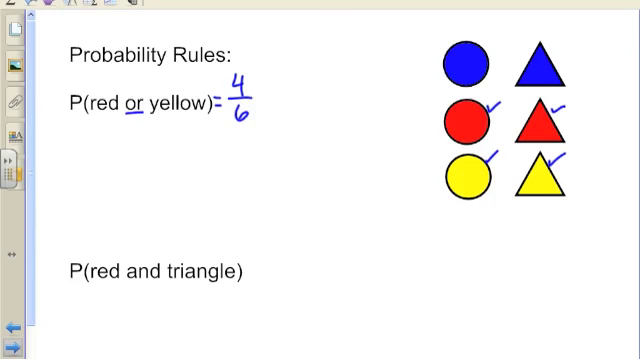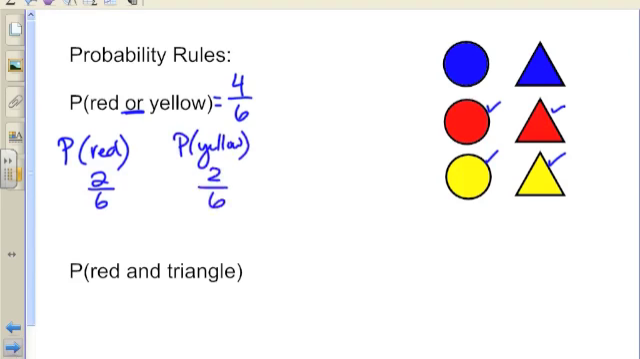But how we're going to handle our OR questions, or I guess I could say how we actually get the 4/6, we take the probability of red. There were 2 out of 6 things that are red. We take the probability of yellow. There are 2 out of 6 things that are yellow. And we're going to add those together. That's how we get the 4/6.